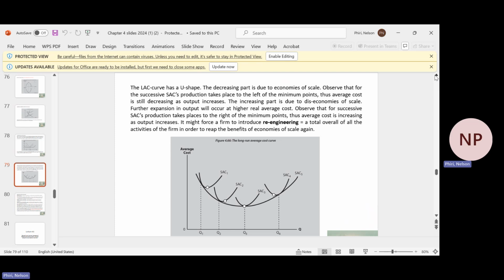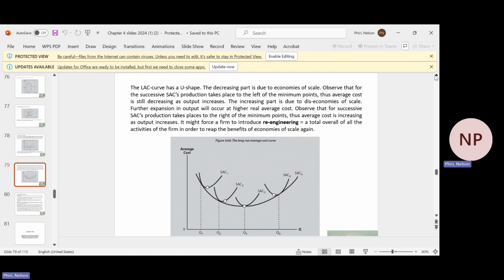So this is when we're experiencing these economies of scale. If we are increasing production there, our unit costs are increasing. So these successive short run average cost curves are occurring to the right of the minimum points. To the right, we are experiencing diseconomies of scale. Then to the left, we are encountering economies of scale.